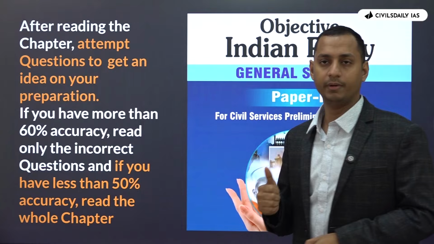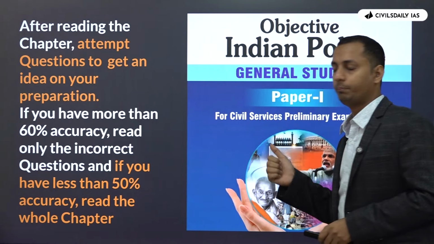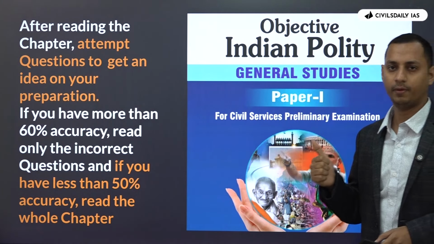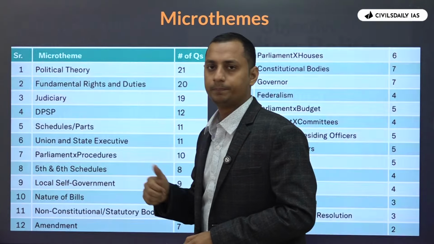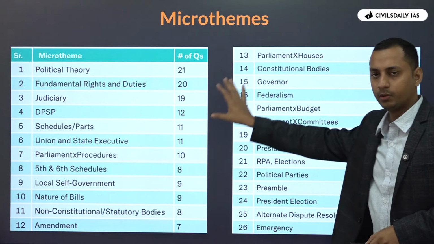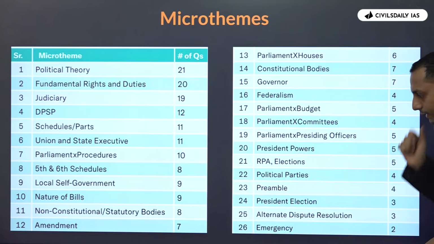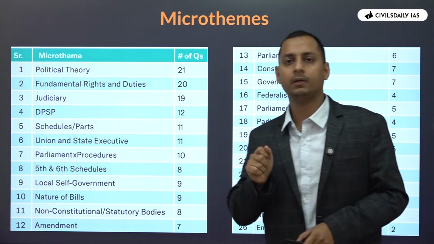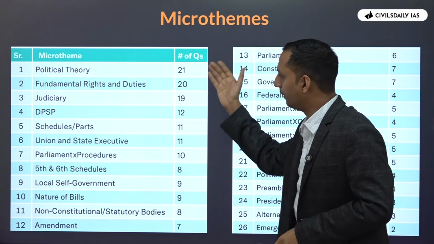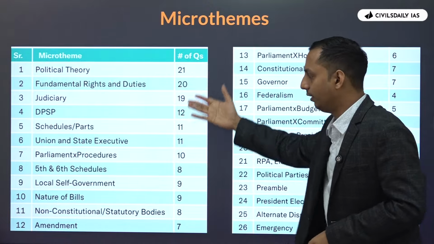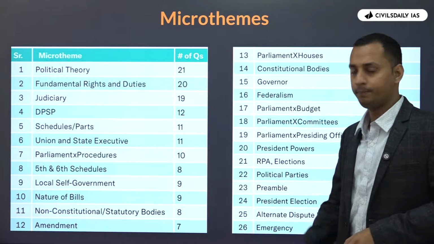Now, from where do you solve the same? This is why we have the Objective Polity by Laxmikanth himself. So what do you need to do? These are the important micro themes regarding Laxmikanth, probably till the preamble. Till the preamble, you can see here close to 21, 20, judiciary 19. All these are the important micro themes of polity.